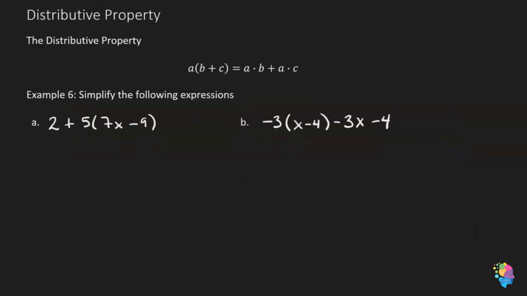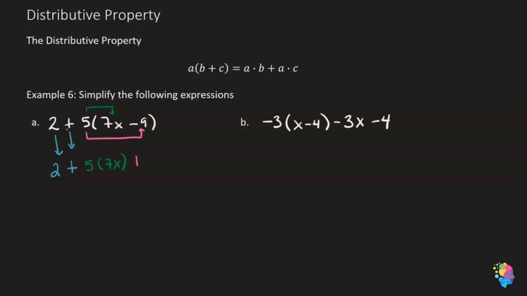Let's continue with another example of the distributive property. What do we do if there are terms in addition to those in the parentheses? So what we're going to do here is the following. Since the 2 is not inside or near the parentheses, I'm going to bring that down along with the addition. So I have the 2 and the plus. And then I'm going to deal with the parentheses. So the 5 will distribute to the 7x. So that's 5 times that 7x. And then I'm going to distribute the 5 to that minus 9.